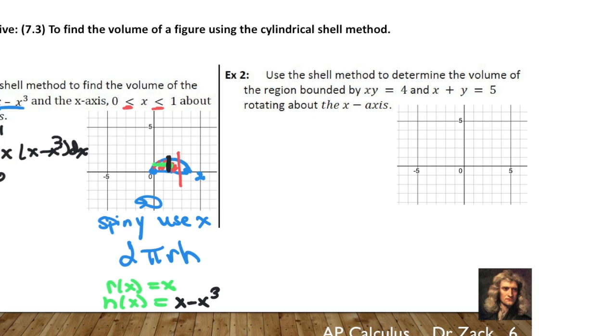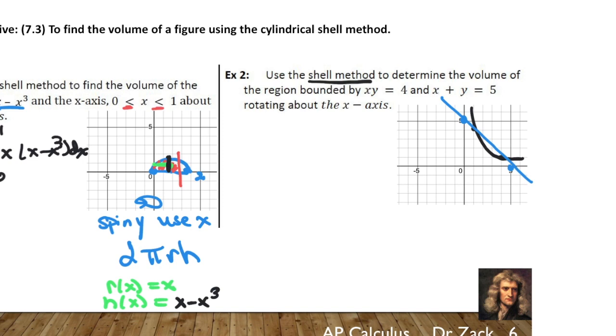All right, now for example 2, we are looking for the shell method again. Oh, this one's giving me directions. I am not going to tell you which method to use generally, but since we're practicing shell method today, that's why we have this in a direction. We have our curve, which is xy equals 4. So when x is 1, y is 4. When y is 1, x is going to be 4. And we have a nice little curve happening here. We also have the graph of x plus y equals 5. And when we put it all together, we're going to look for the area trapped between that region.